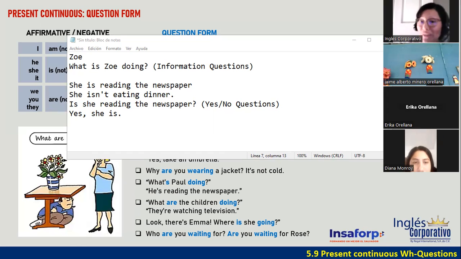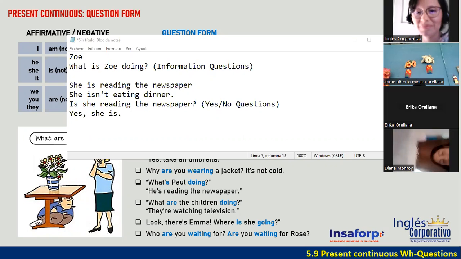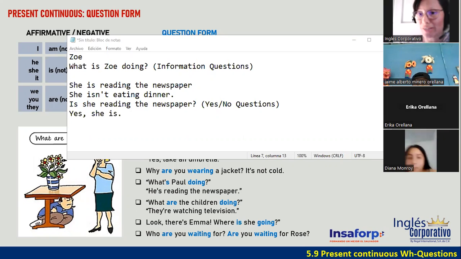Muy bien. So the question is, what are they doing? ¿Qué están haciendo? What are they doing? They are playing chess. Very good. What about the negative sentence? They aren't running in the park. Muy bien. Very good. What about the question form? Are they playing chess? And the answer is? Yes, they are. Muy bien. Excellent. Okay, very good.